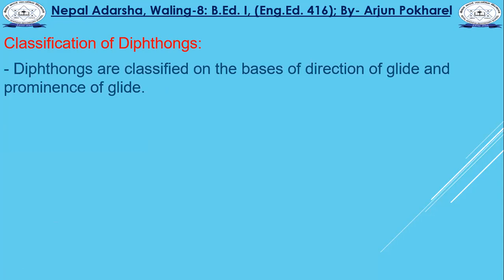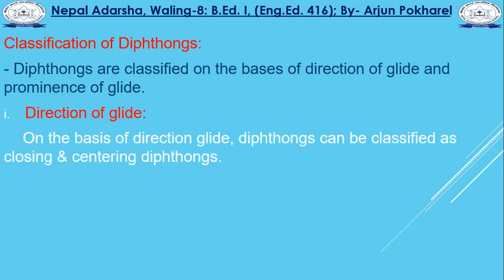Okay, classification of diphthongs. Diphthongs are classified in terms of two different bases: one is the direction of glide, and another is the permanence of glide. On the basis of direction of glide, there can be two types of diphthongs: closing diphthongs and centering diphthongs. We did them before in our previous class as well, we did a lot about the direction of glide.